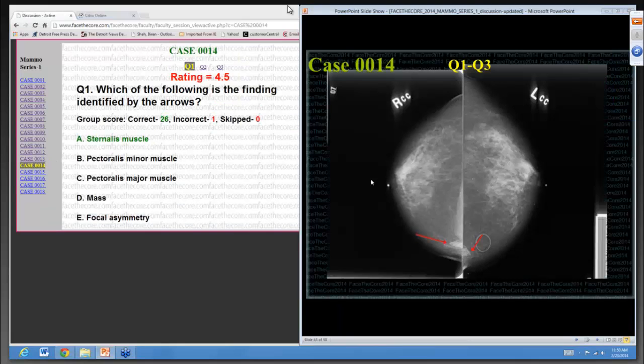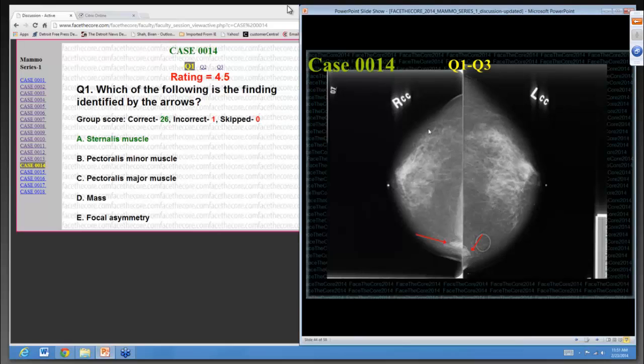Case 14 shows craniocaudal views of both breasts, and it shows these little arrows right here. And this is just an example of a normal variant that we sometimes see, and that is the sternalis muscle, and the sternalis muscle is best appreciated on the craniocaudal view. So it's very typical to see these areas of asymmetry located medially at posterior depth, kind of flame shaped, and that is the sternalis muscle. The sternalis muscle is an anatomic variant of the chest wall musculature, and it's located medial and parasternal, and it's again a normal anatomic variant.